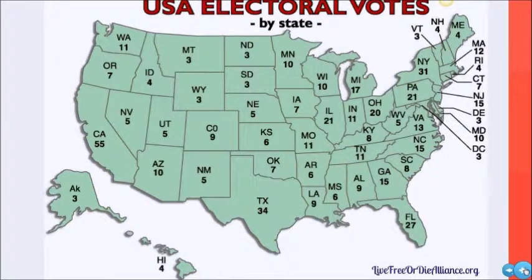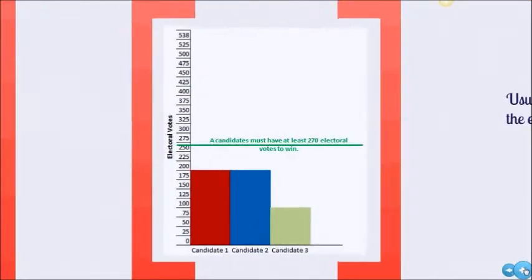Each candidate has his or her own group of electors, and you help choose your state's electors when you vote for president. The electors cast their votes for president on separate ballots, which are then tallied, and a candidate must receive at least 270 of the total 538 electoral votes to win the election.